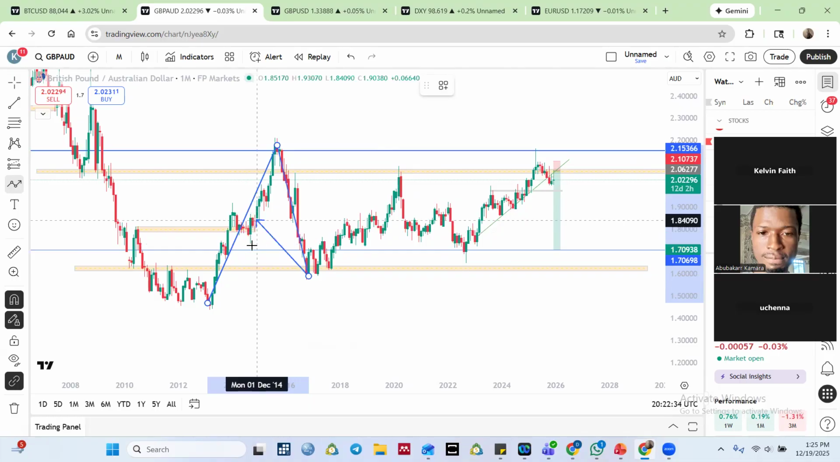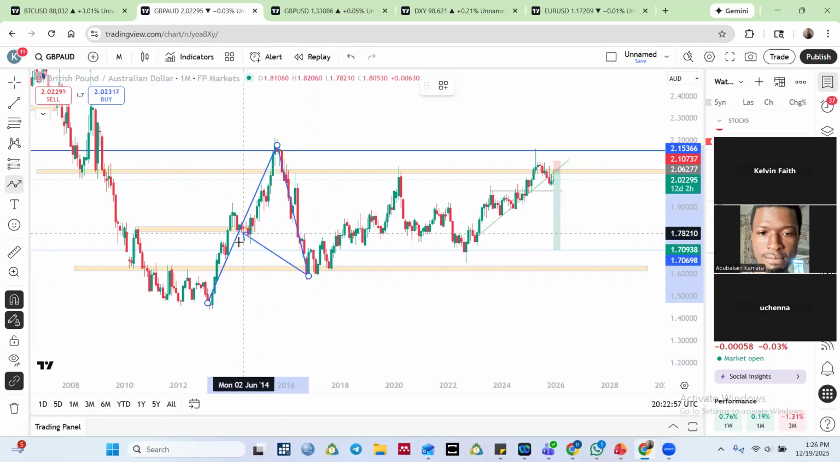The break of structure. This has become internal structure. The market did not respect this. Okay, it pulled back, swept it out into discount. So this has not been respected, which means we have a higher high, and we have a lower high. This is the lower high.